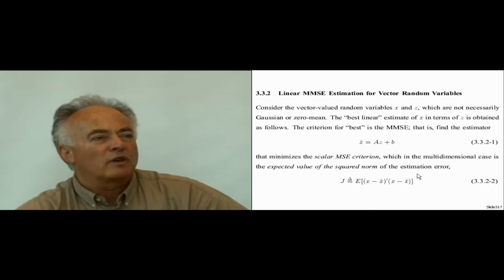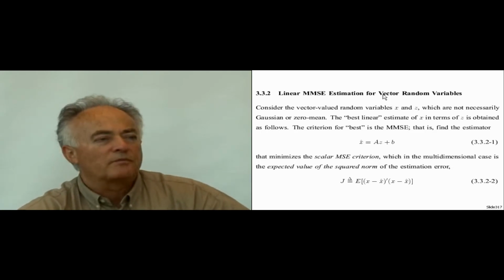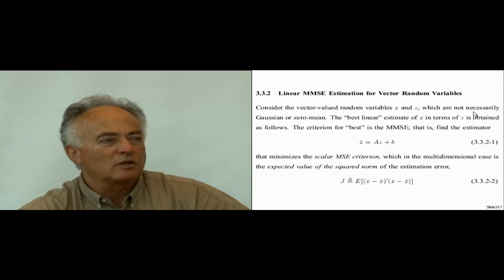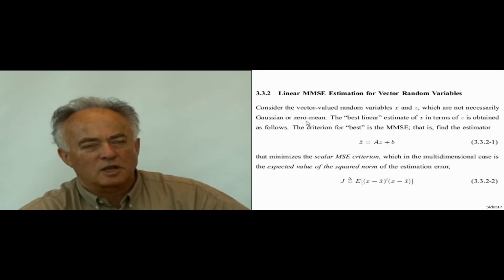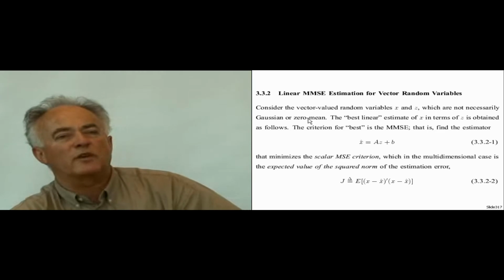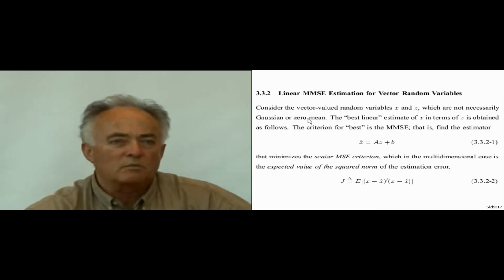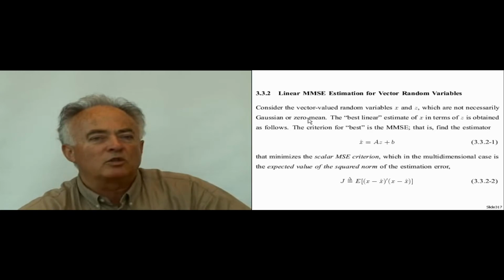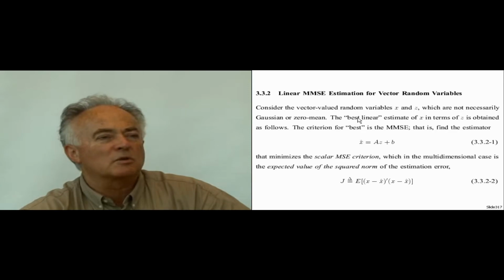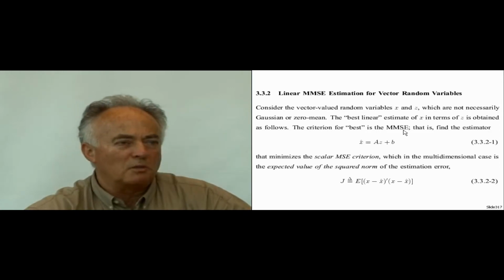Now, if we have vector random variables, we'll consider now a vector valued random variable x and another one z, which are not Gaussian and not zero mean. So from a scalar case, which was not Gaussian, we go directly to the vector case, also not Gaussian, but now we also add the fact that it might not have mean zero. And we are interested in the best linear estimate of x in terms of z. And the criterion for best will be the mean square error that we want to minimize.